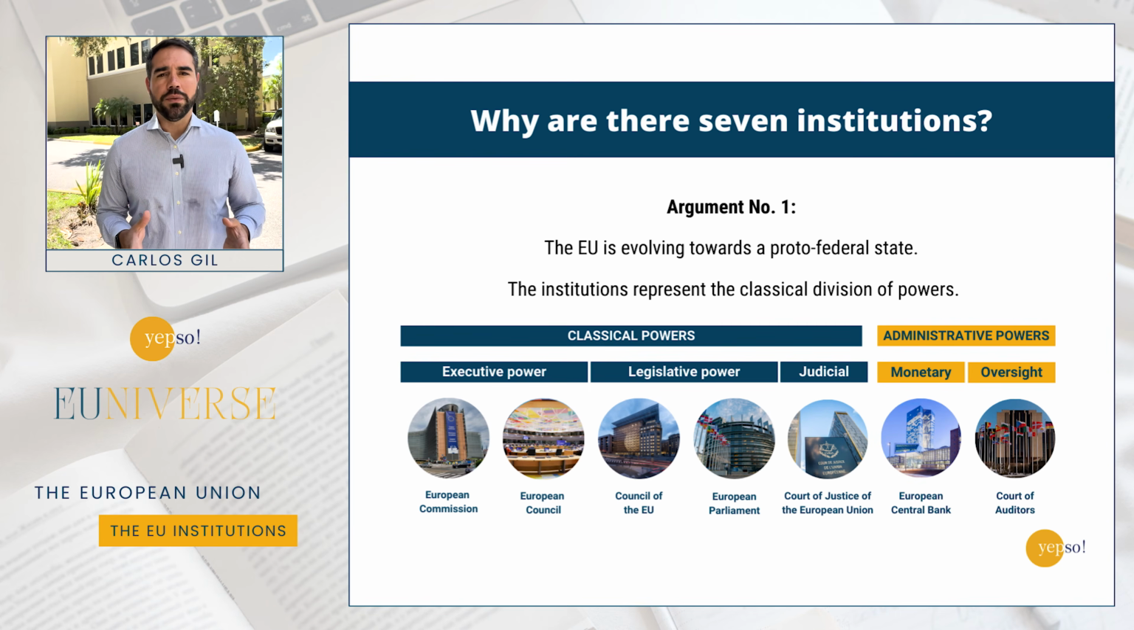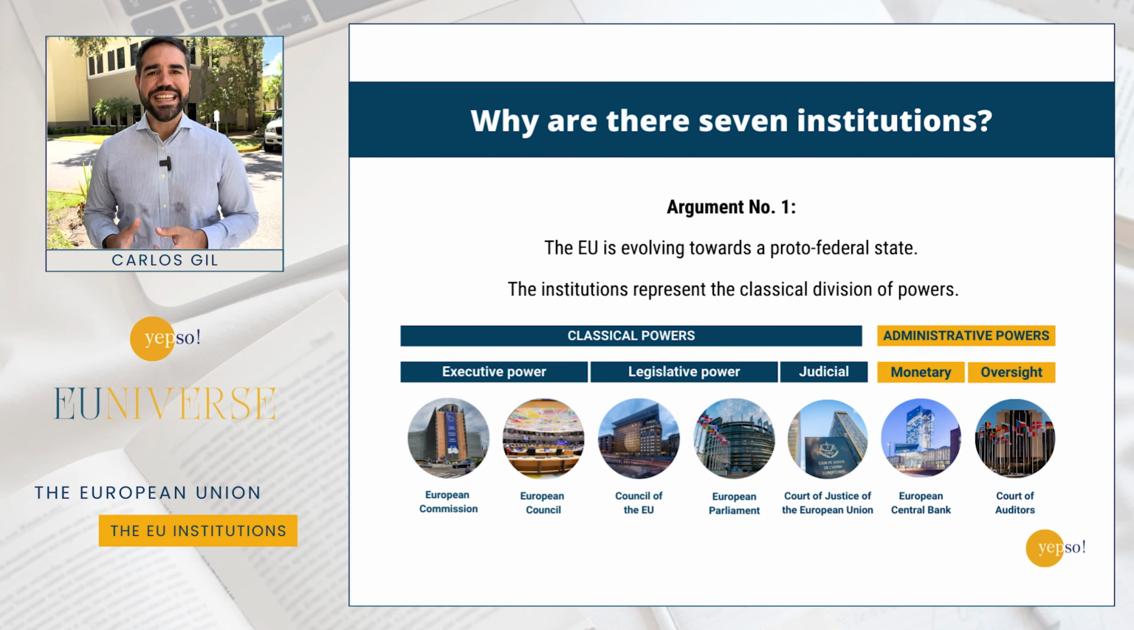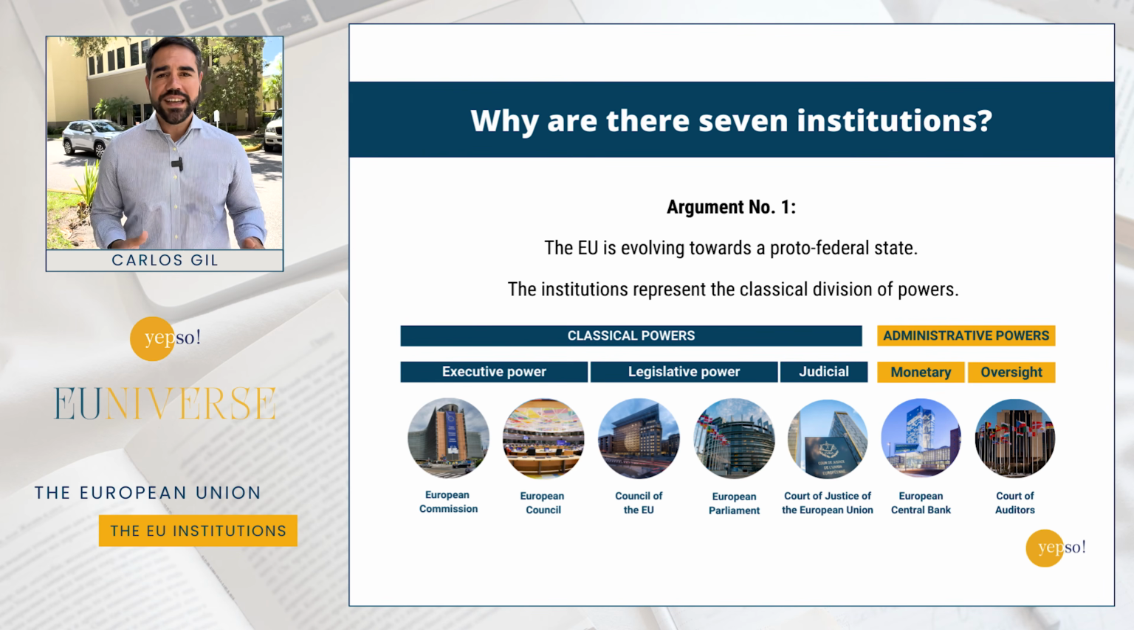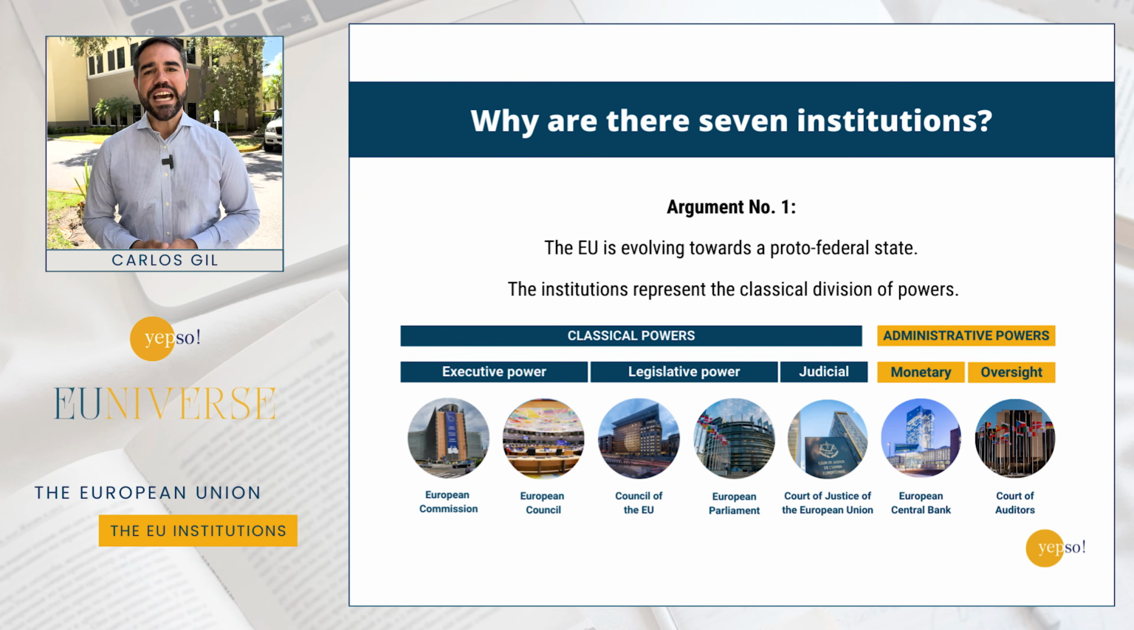The European Central Bank represents another major institution present in any state. It's the central bank, the body that manages monetary policy. It is autonomous and very important within the EU machinery. For its part, the European Court of Auditors plays another classical role in a constitutional democracy. It is the guarantor of the EU's financial oversight.